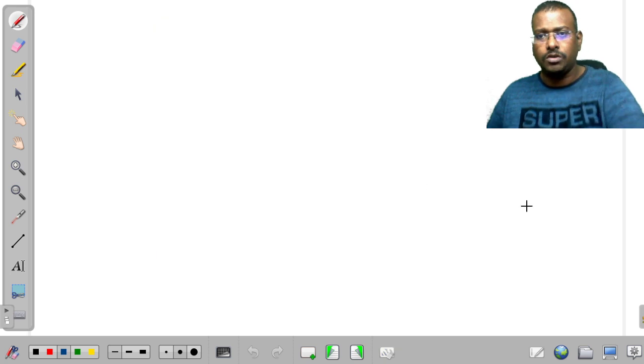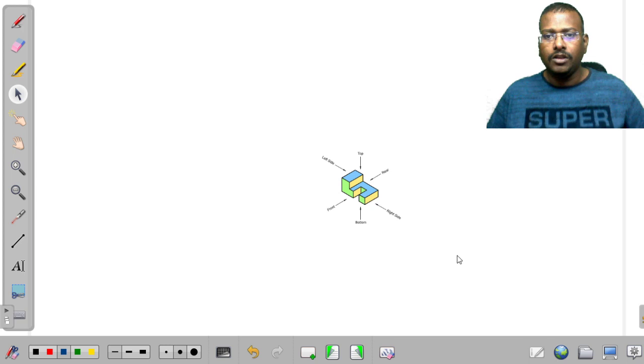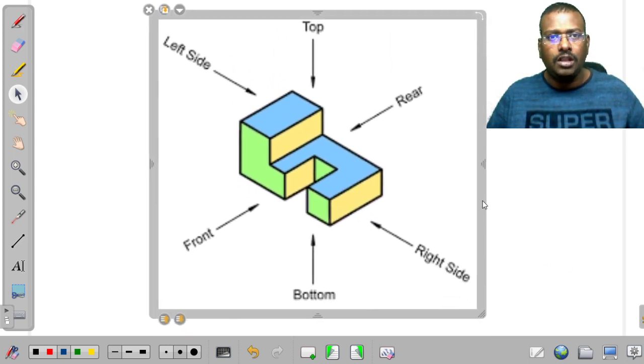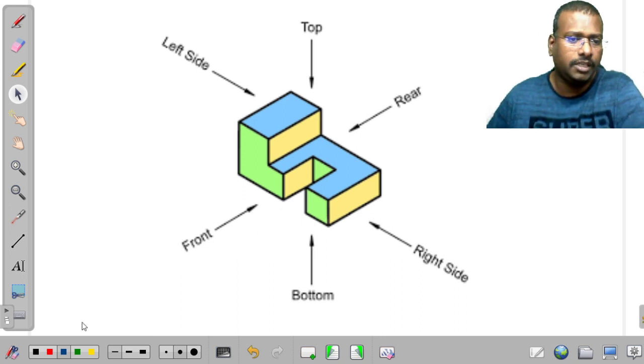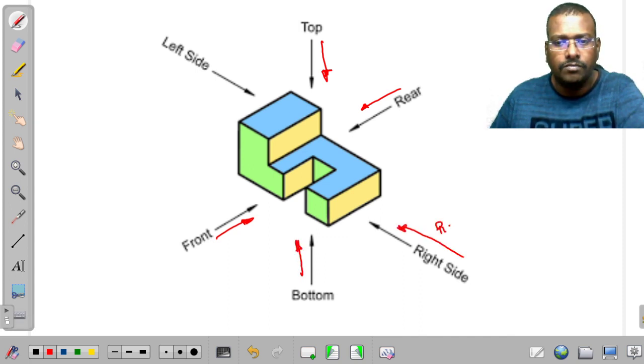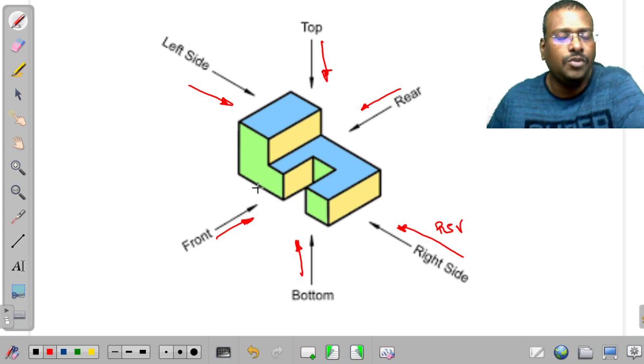So just observe, I will drop a diagram, then you will be able to get the clarity. So it is an object. Here it is going to mention all the views. For this particular object, if I view from here, this is a front view, and the backside of it is a rear view. If I view from here, this is the top view, this is the bottom view, this is the right side view, and this is considered as the left side view. So these are the six views of it.